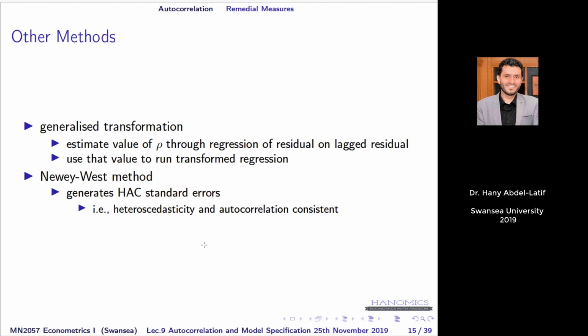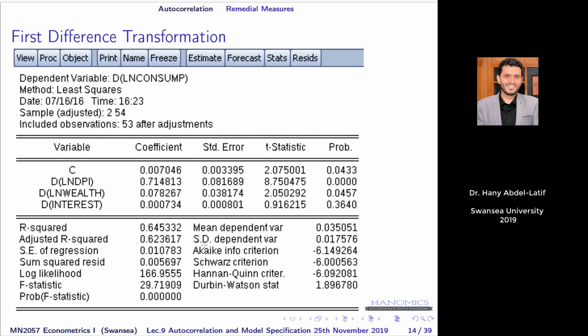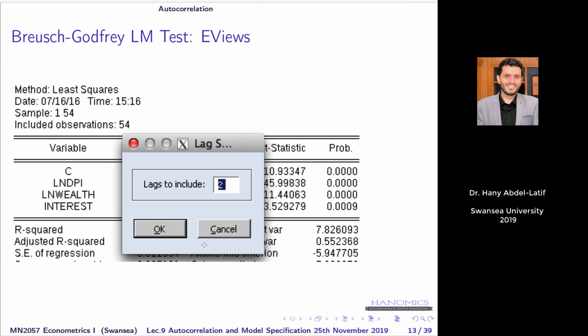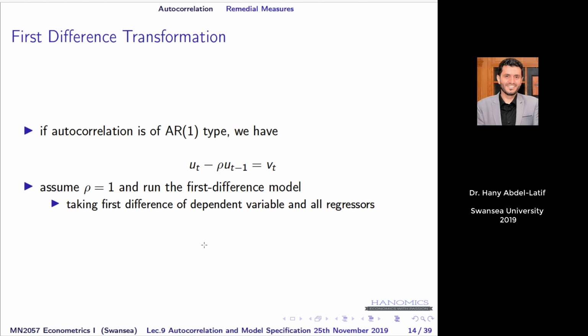There are other methods. Next time, when we talk about time series regression, we will talk about lags and how to include lags in your model. That could be another way. Or you could follow some kind of generalized transformation in which you estimate the value of your rho, because we want to know how much these errors are autocorrelated. If we can estimate that rho, then we might be able to take this into account.